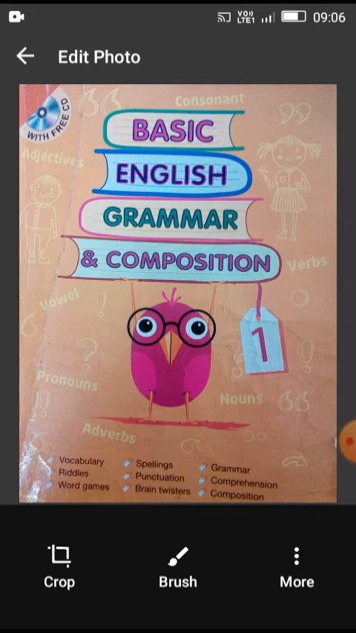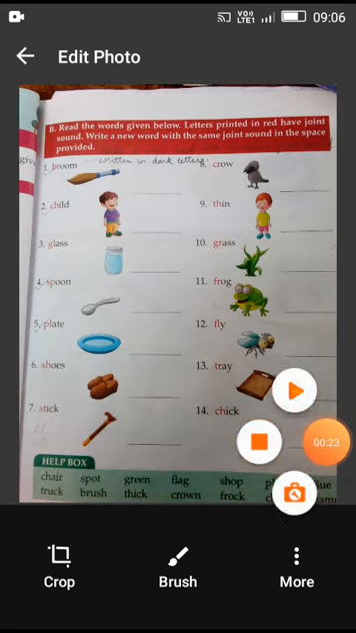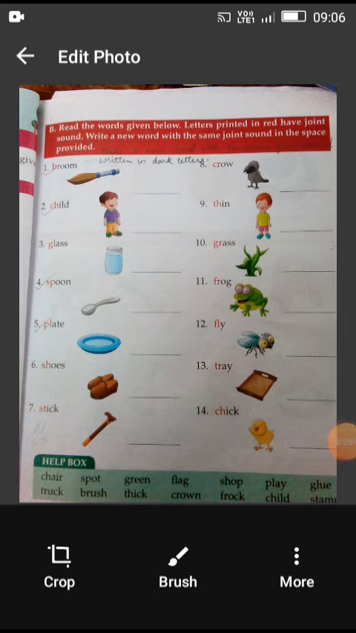In my previous class, we learned about the joint letters, 14 joint letters, and I hope you have done your homework. Today we will see the exercise. You can take out your book, page number 19.